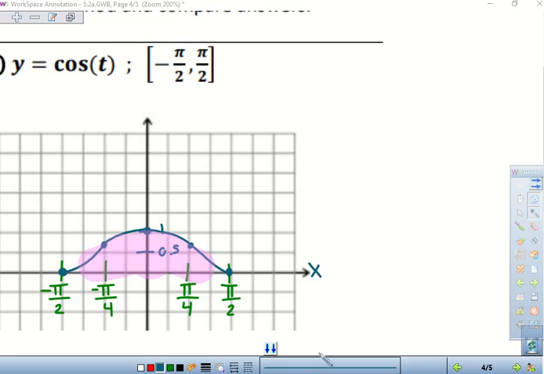So now we're going to write our definite integral. What's going to go down here? Negative pi over 2, and what's going to go up here? Good. My function's going to go here, cosine of t. Now here's where you have to be careful. Is this one going to have a dx in it?